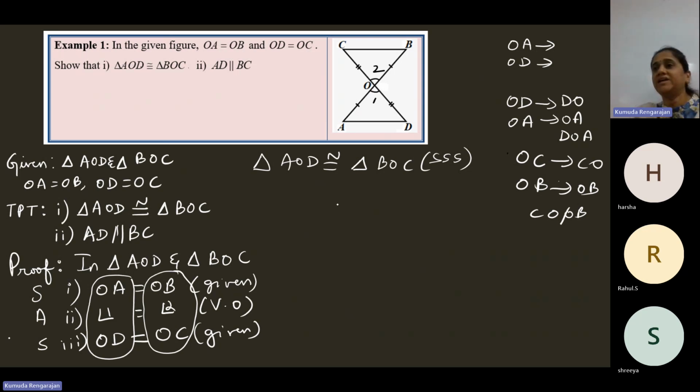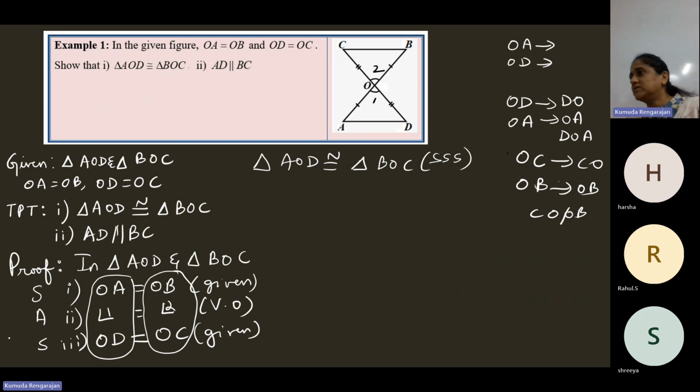Now we'll have to prove that AD is parallel to BC. Always remember, we have only three ways to show that two lines are parallel. You should either show that a pair of corresponding angles are equal, then the lines are parallel. Or a pair of alternate interior angles are equal, so the lines are parallel. Or a pair of allied angles which are supplementary, co-interior angles that are supplementary.